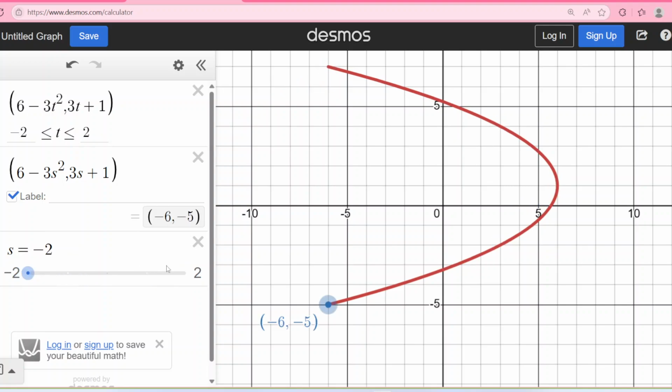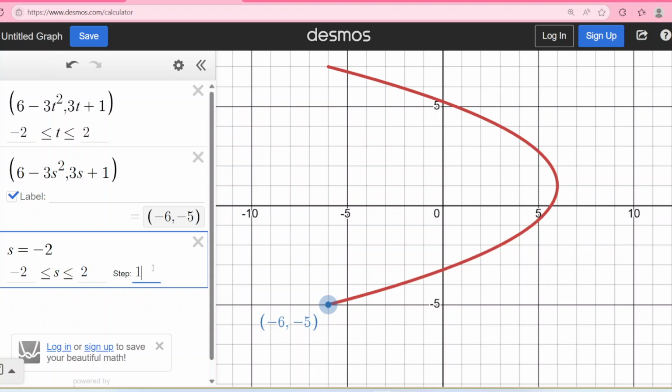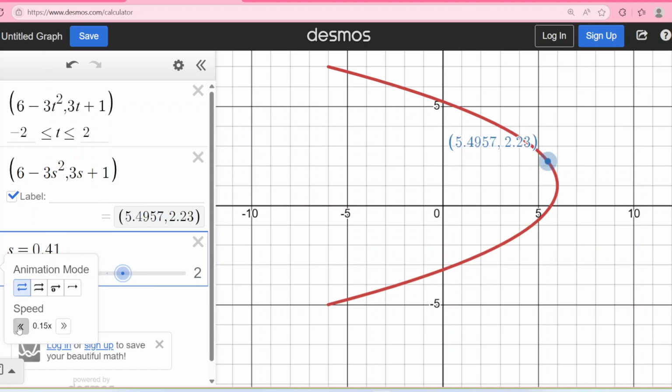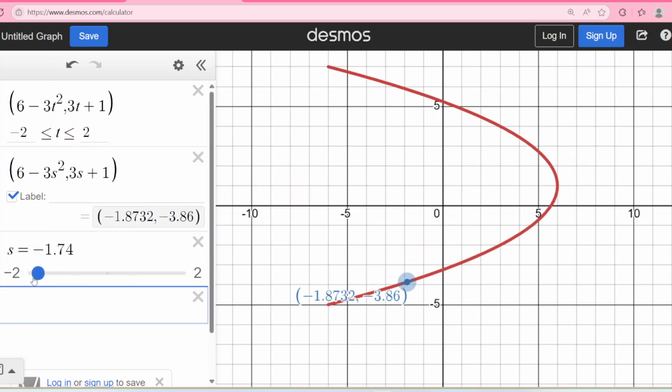All right, so I'm going to go back and change this step size just so we can see the motion a little better, to like 100, something small. And then you hit play. I know you can't see it, but off to the left, you'll see a play button. You hit play and you can slow it down with the animation speed here. Maybe I'll even back it up to the beginning. So we're starting here when the parameter is -2, at point -6, -5. And then I hit play.